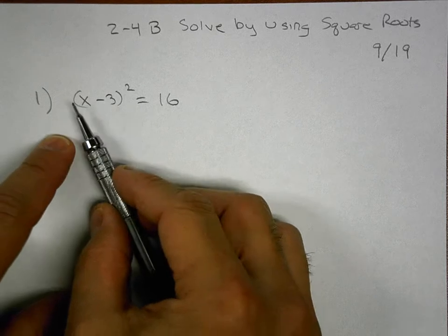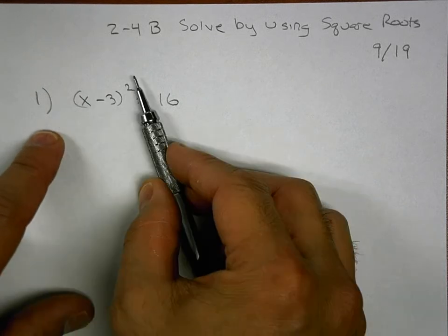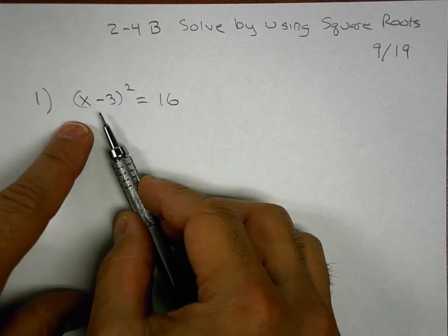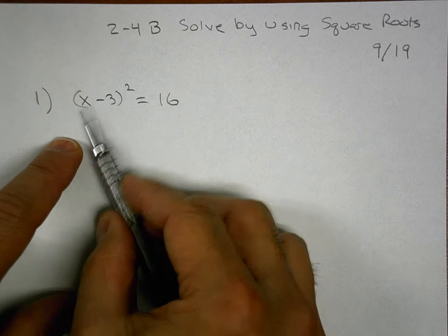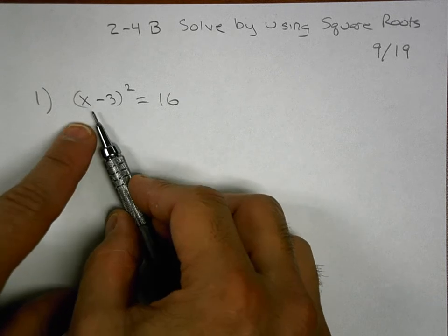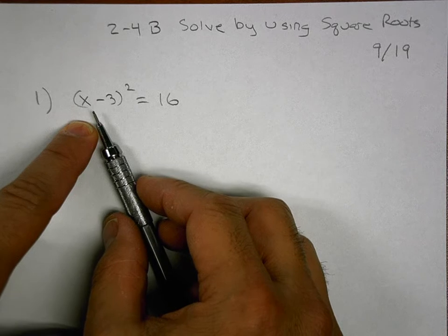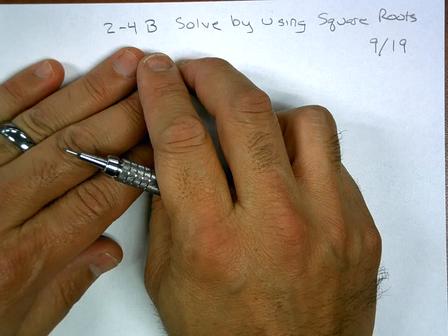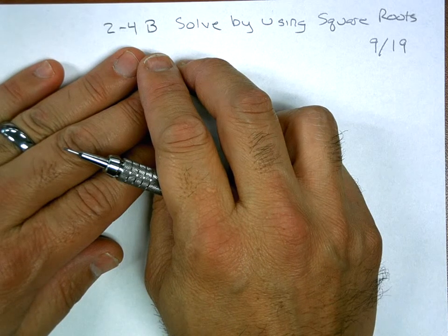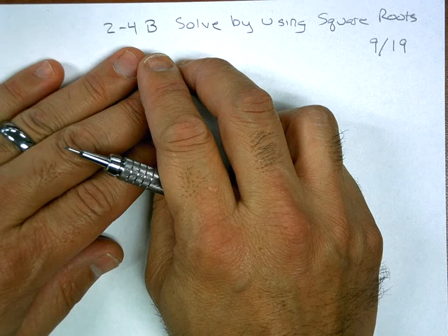Square root. Yeah, if you have a square and you want to get rid of the square, we can square root it, and then your square is gone, right? That makes sense? So we can square root it, and then it just leaves x minus 3. I have a question before I do that. If we take the square root of any number, can it equal a negative number? It can't, right?